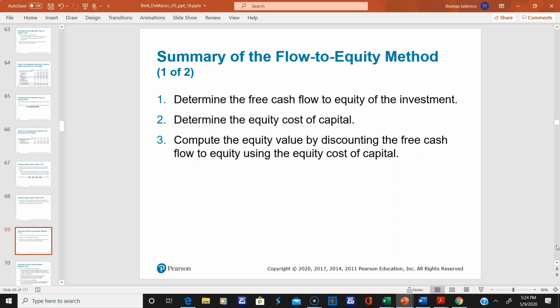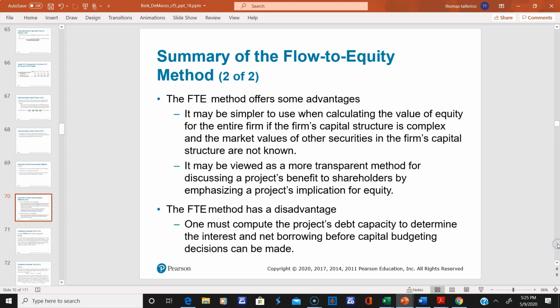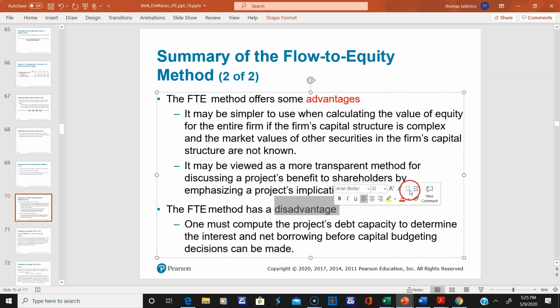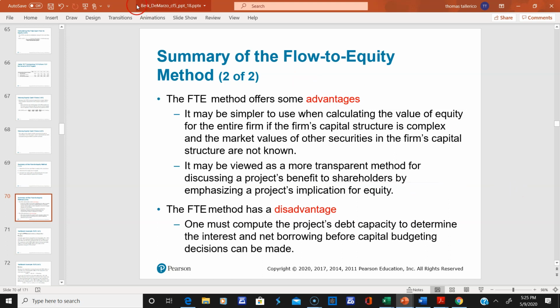So here's the summary of the third method, the flow to equity method. We determine the free cash flow to equity of the investment, determine the equity cost of capital, and then compute the equity value by discounting the free cash flow to equity using the equity cost of capital. And here are the advantages and disadvantages of this method. They've got some advantages, and some disadvantages, and they list them all.